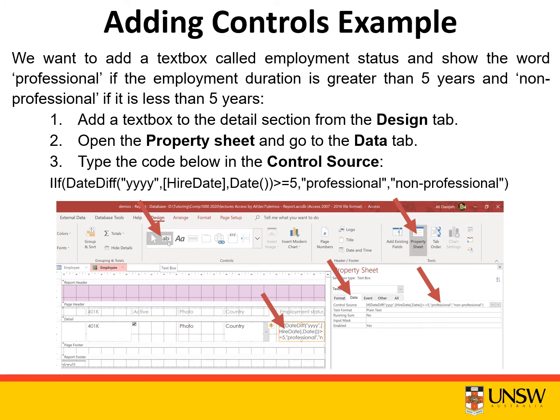In this example, we added a text box called employment status to show professional if the employment duration is greater than 5 years and non-professional if it is less than 5 years. To do this, after adding the text box, we use the control source section of the data tab in the property sheet to type our expression. The demo in the next slide provides another example of report controls.